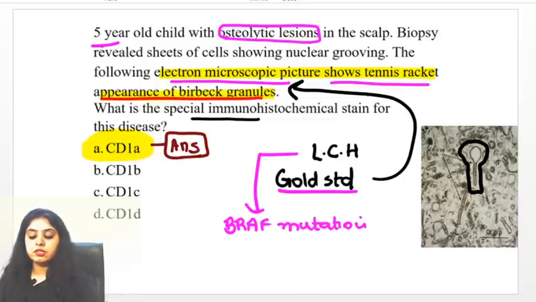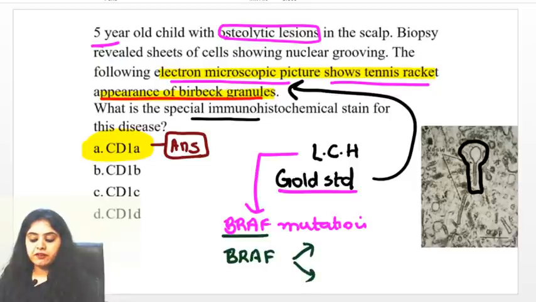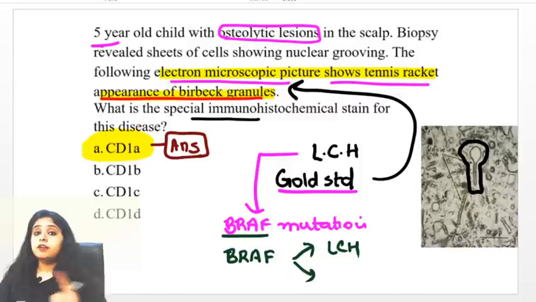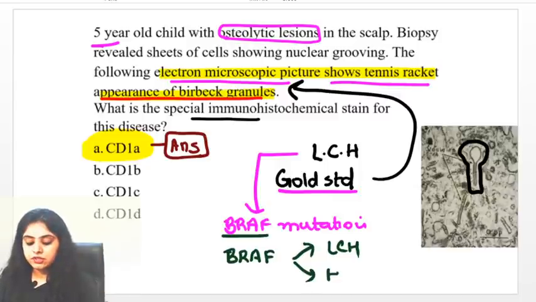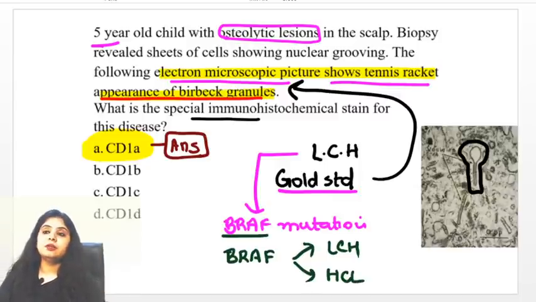It is BRAF mutation. Let me tell you, when you're talking about BRAF mutation, there are many tumors, but two that you have to know. One is in front of you, Langerhans cell histiocytosis. If you read it in the opposite direction, HCL, hairy cell leukemia. So LCH, Langerhans cell histiocytosis, and HCL, hairy cell leukemia, both of them show you BRAF mutation.